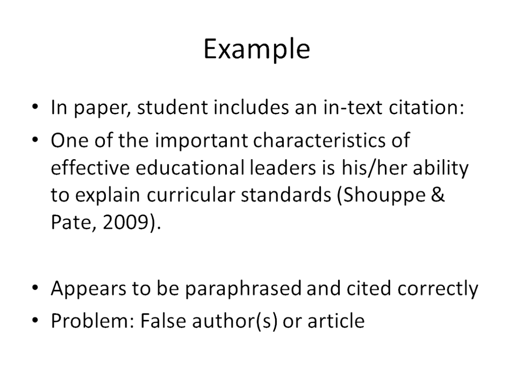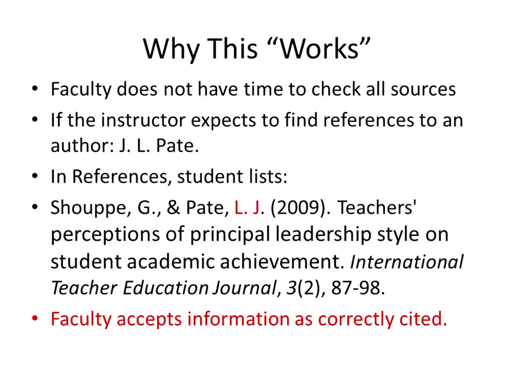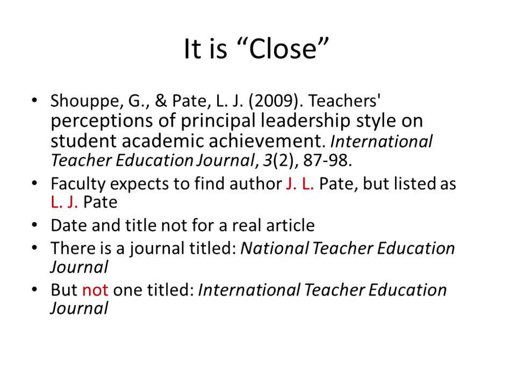Suppose they say, again, one of the important characteristics of an effective educational leader is his or her ability to explain curricular standards. And they've got their authors. It appears to be paraphrased and cited correctly. The problem is that it's a false author or article. Maybe you expect to find J.L. Pate, and the student makes that L.J. Pate. It kind of looks okay. Then the title of the journal, International Teacher Education Journal. That sounds like a perfectly good journal. There's a journal titled National Teacher Education Journal, however, there is not one that's the International Teacher Education Journal. So they get stuff that's pretty close and fudge it around.